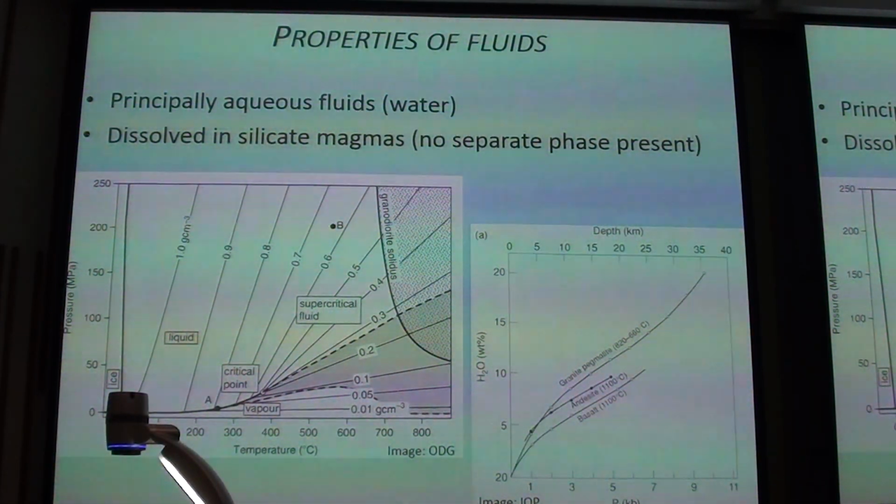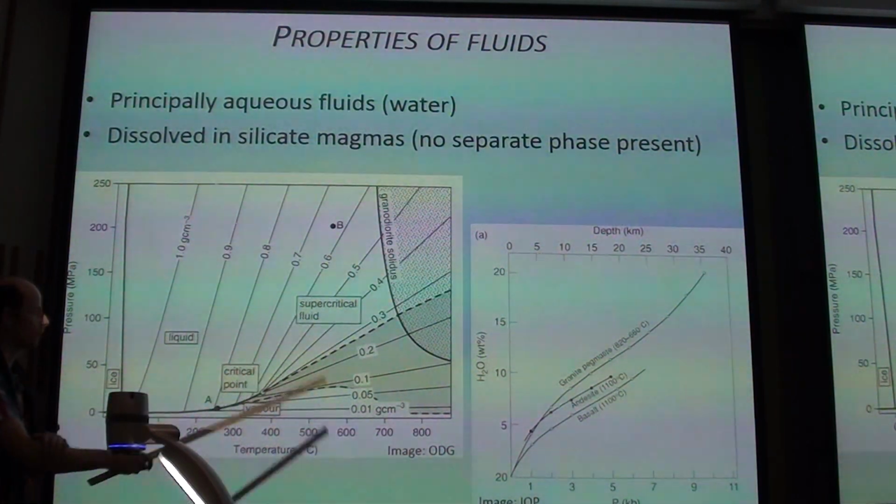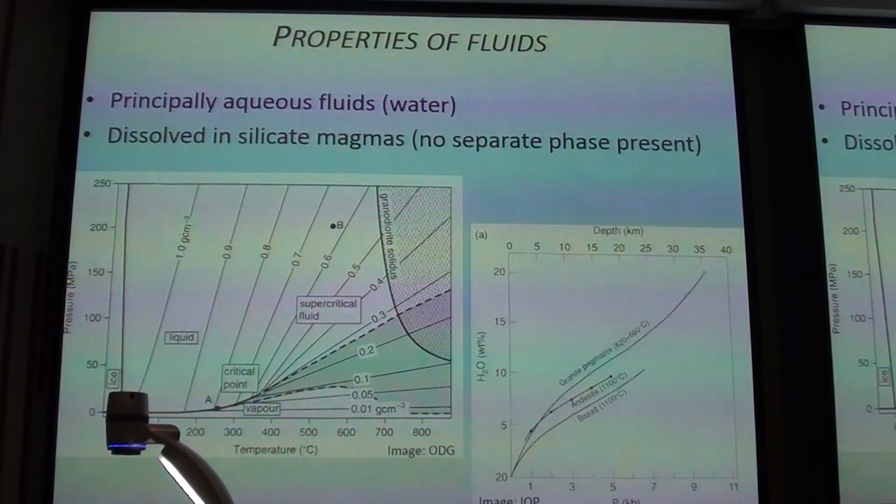So the fluids we are dealing with are mostly water, and this is a phase diagram for water, where we have temperature, pressure, and water in the liquid state, in the vapor state, and in the supercritical state. However, the water we are talking about is dissolved in the magma, so we don't have two separate phases, magma and water, but we have water that comes dissolved in the melt.